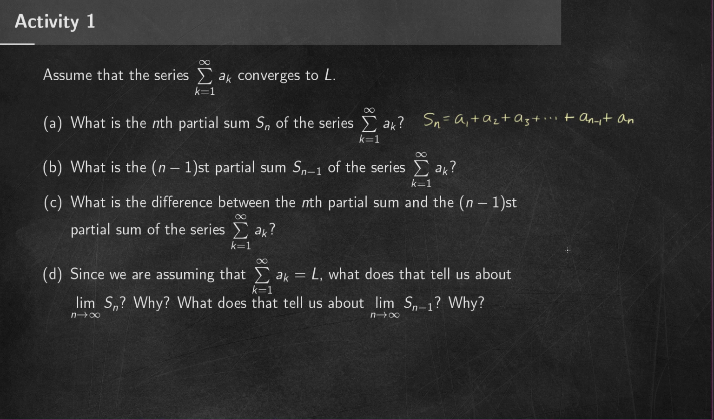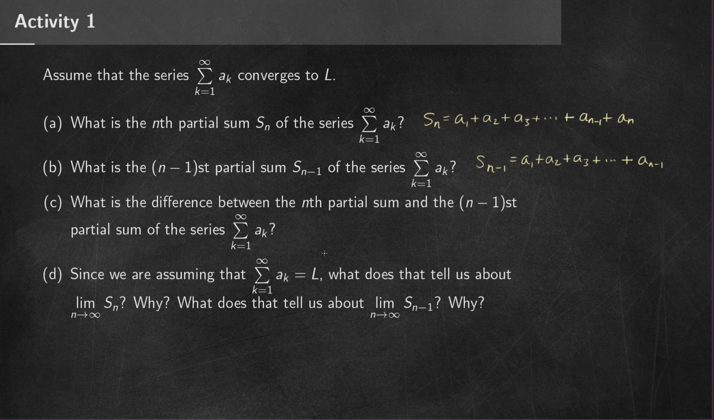Part B, what is the n minus first partial sum of the series? So now we're going to add up the terms until we get to the n minus first term. So s sub n minus 1 would be a sub 1 plus a sub 2 plus a sub 3 plus ... all the way until we get to a sub n minus 1, and then we stop.